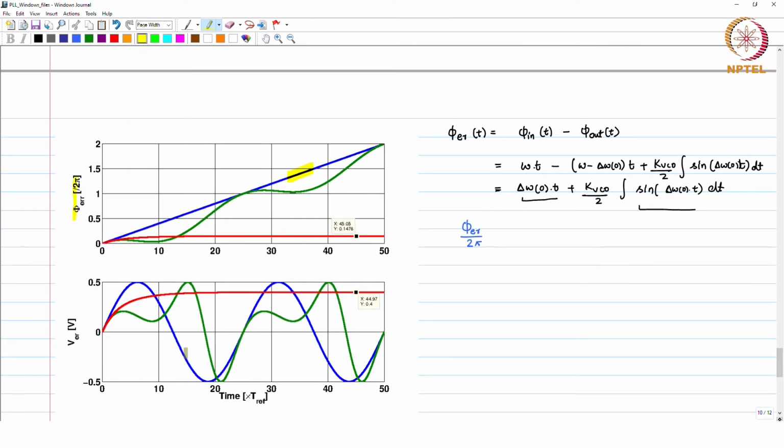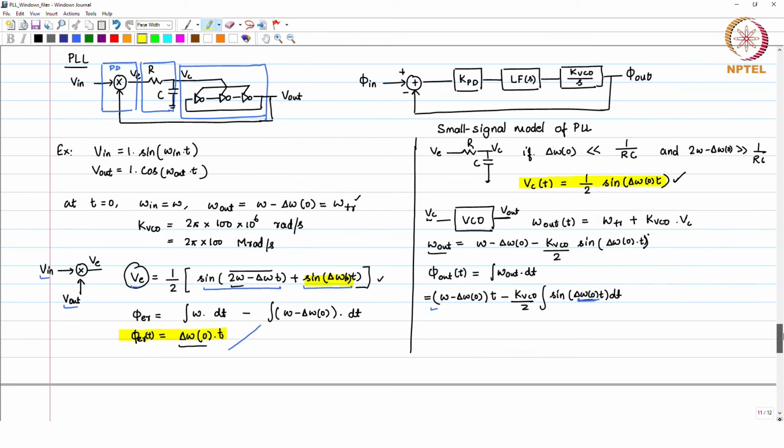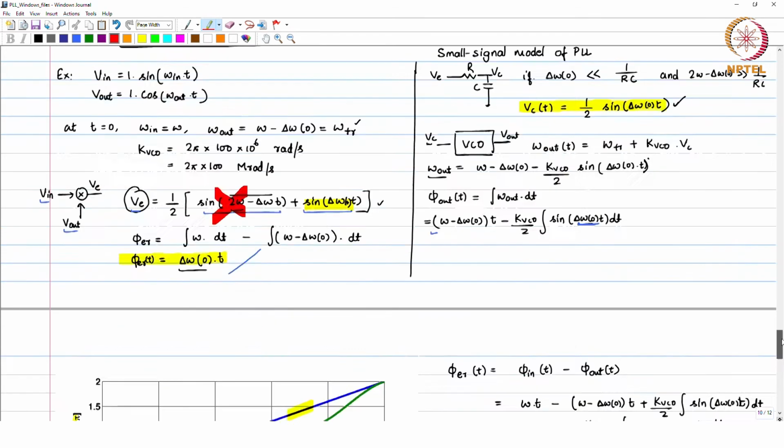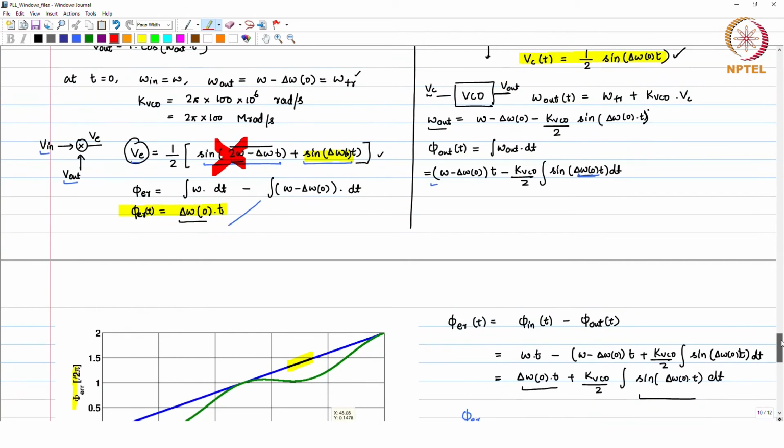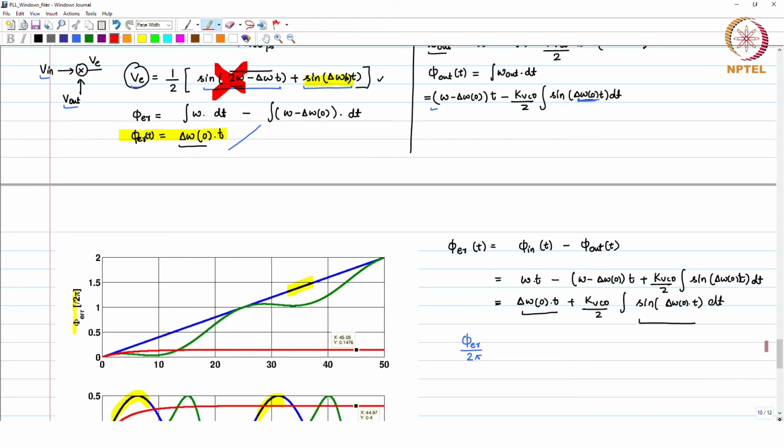So, I plot that in the bottom figure, and you see that this error voltage is actually sinusoidal in nature. I am removing this particular component because I know that this component is going to be filtered off by the loop filter. So, that is the blue component. Then in response to that control voltage, I change the frequency, and when I change the frequency, I get the phase error which is shown here.